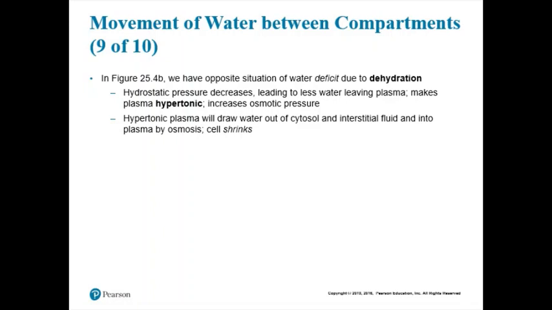That's why when you're dehydrated, you might seem like you're losing weight. It's because you've pulled all that water from around the cells and you've put it in your bloodstream to keep your cardiovascular system working. How did you pull it into the bloodstream? You dropped your hydrostatic pressure and you increased your osmotic pressure. So that's how water is going to move between the different compartments in your body.